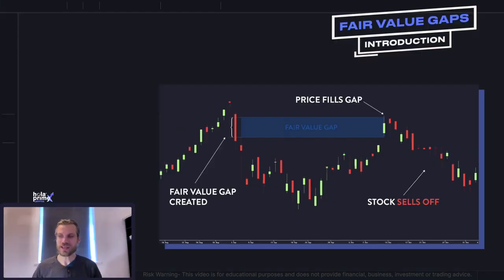Fair value gaps create imbalances between supply and demand, which affords potential trading opportunities in the direction of the imbalance. As you know, most times out of 10, fair value gaps will be revisited by the price action at some point. That's foresight you can integrate into your trading strategy.